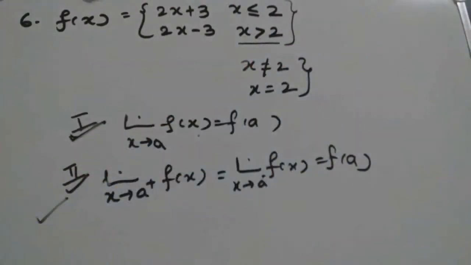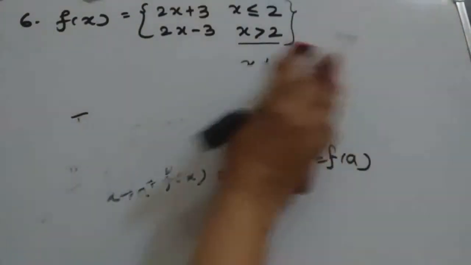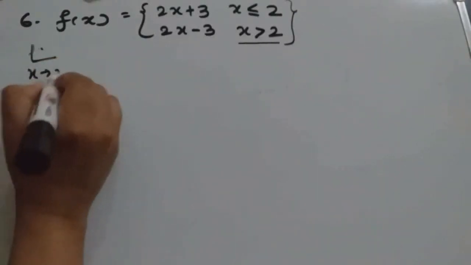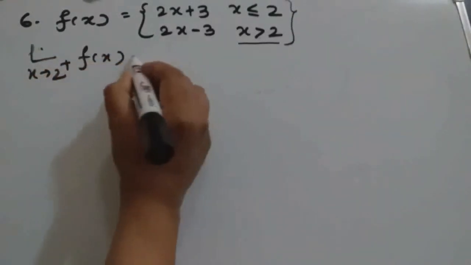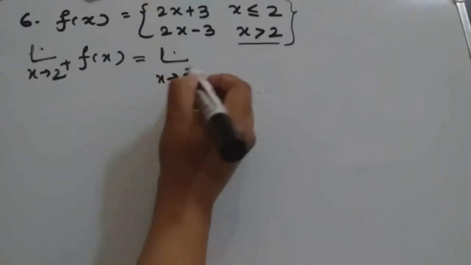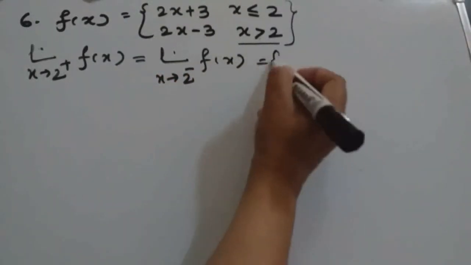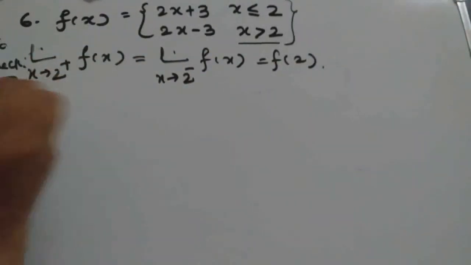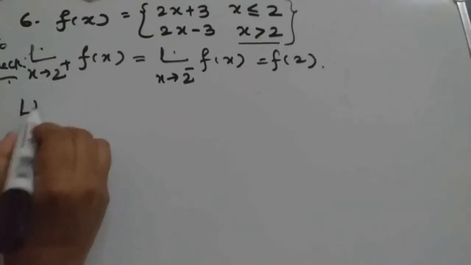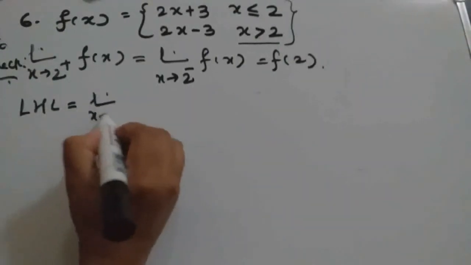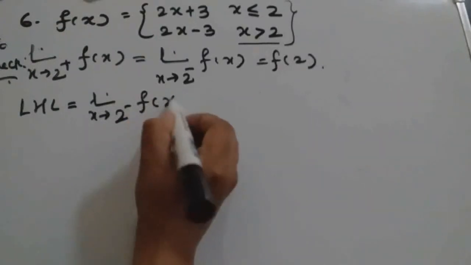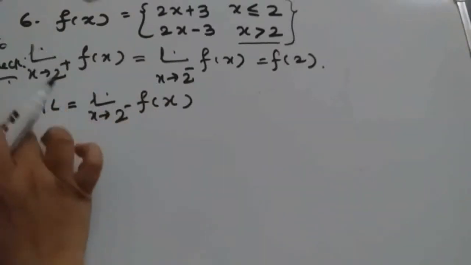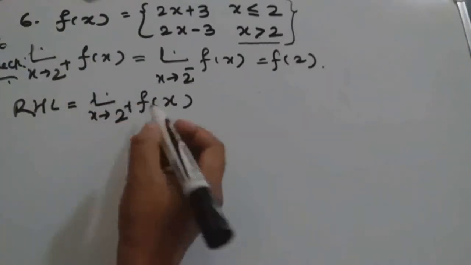So now here greater than 2, less than 2 is given. So what we will do, we will check limit x tends to 2 plus f of x equals limit x tends to 2 minus f of x equals f of 2. Okay, this we will check here. Now left hand limit, that is limit x tends to 2 minus, any one expression you can find first, no problem. So here I am finding RHL, that is 2 plus.